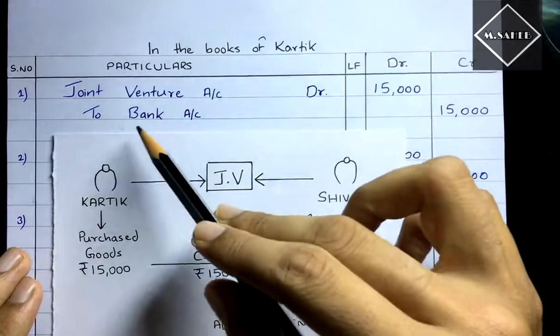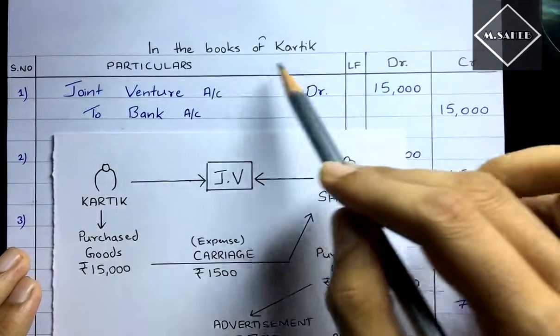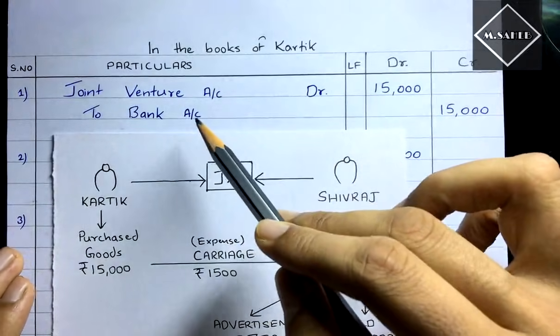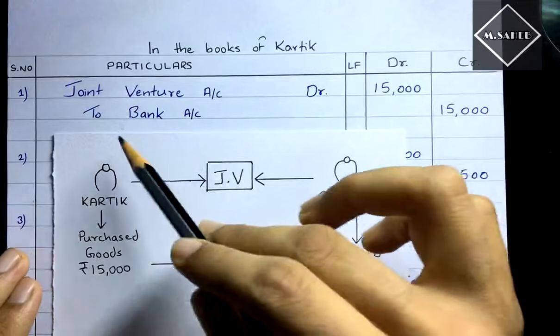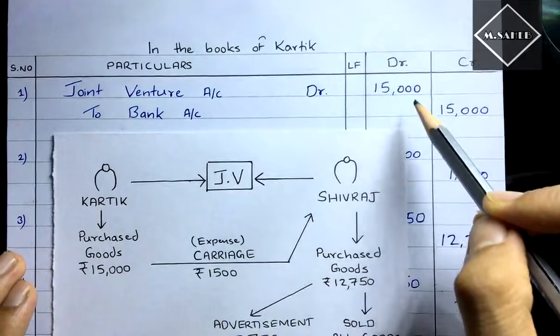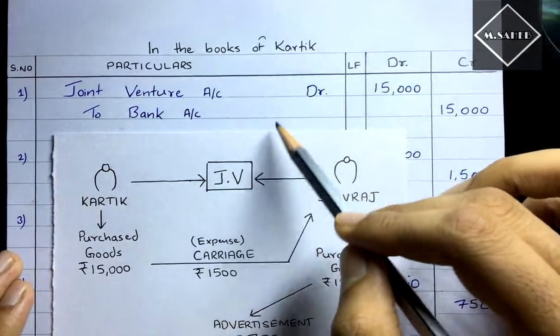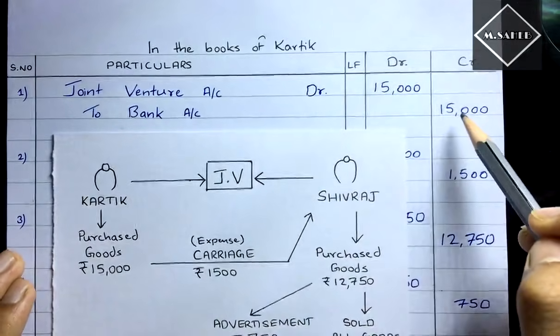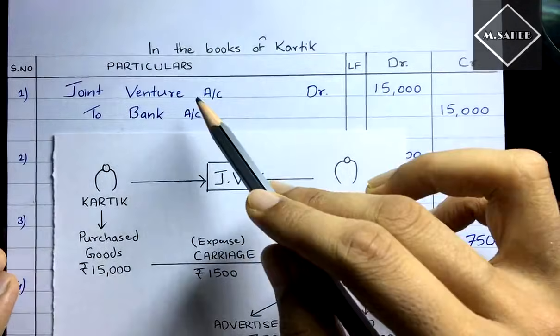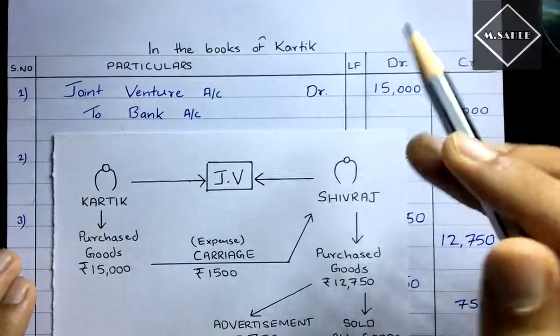You cannot take Karthik's name over here, right? Because we are preparing in the books of Karthik, so in the books of Karthik, Karthik's name will never come. So his bank account will come, because his bank account is decreasing. He has paid for those goods. So his bank account is decreasing, asset is decreasing, so bank account is credited. Cash is going out, right? So it is credited and joint venture account is debited because expense is increasing.